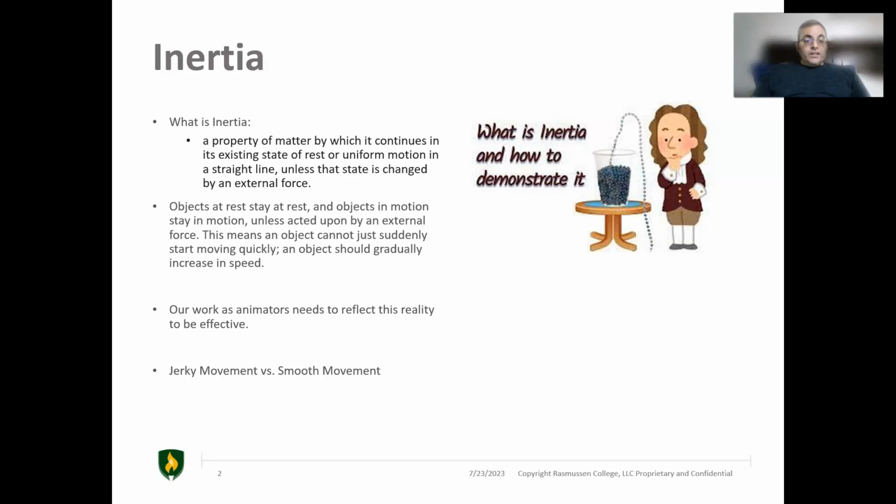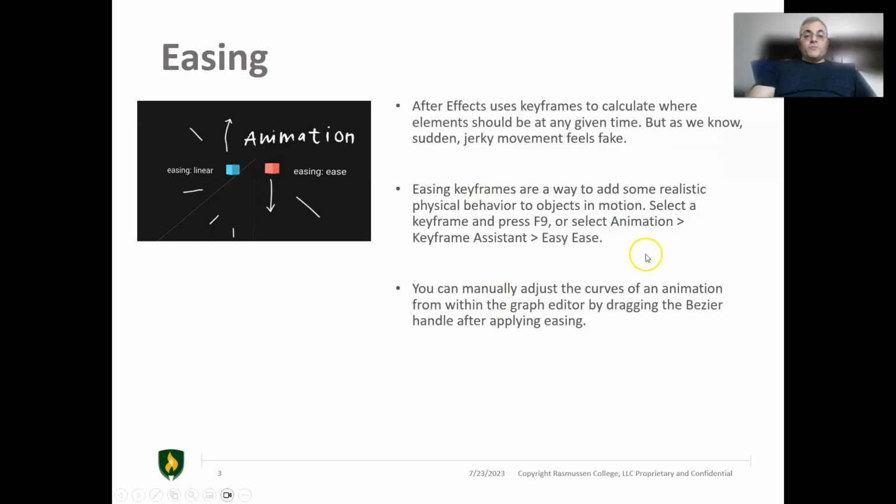That's inertia. Objects at rest stay at rest, and objects in motion stay in motion unless acted upon by an external force. This means an object can't suddenly start moving at full speed. An object should always gradually increase speed. They should never just start moving and then boom, go to full speed. Our work as animators needs to reflect this reality to be effective, and this is the difference between jerky movement and smooth movement.